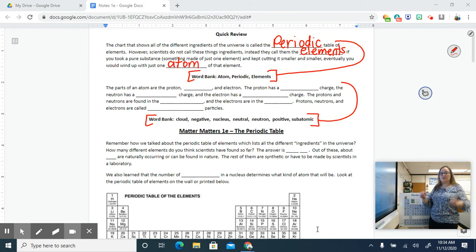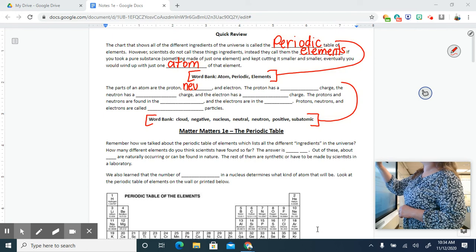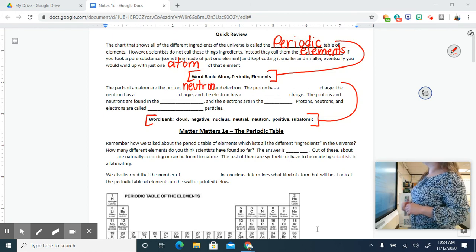All right, now, notes 1D. This is the review of that one. So the parts of an atom are the proton, the neutron, and the electron. All right, before we answer it, let's review real quick. Here we go. The sillier it is, the better you remember it.